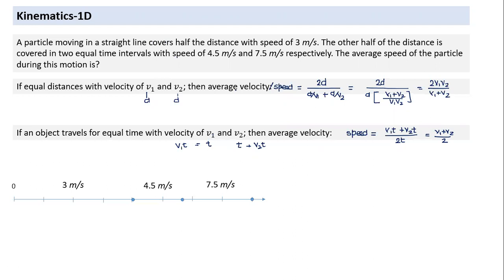Now come to this question here. Let's see. Try to visualize the question. A particle moving in a straight line covers half the distance, from here to here, this was the total distance. Half the distance is this. For this half distance, it has traveled at a speed of 3 meters per second. Now for the remaining part, the other half of the distance is covered in equal time intervals with speeds of 4.5 meters per second and 7.5 meters per second. So from here to here, if it has traveled for time t, here this also is time t.